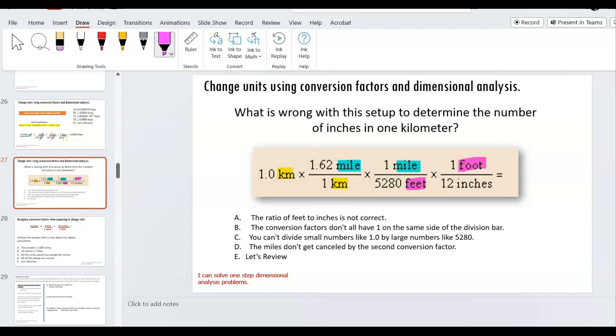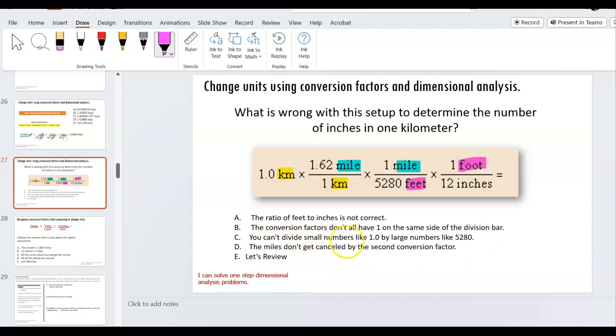And we want to figure out how many inches there are, not miles squared per inch. And so the units are not canceling diagonally or not canceling at all. So the ratio of feet to inches is not correct. No, that's good. 1 foot is 12 inches. The conversion factors don't all have 1 on the same side of the division bar. That doesn't matter, right? So you can flip the conversion factors around however you need to make it work.